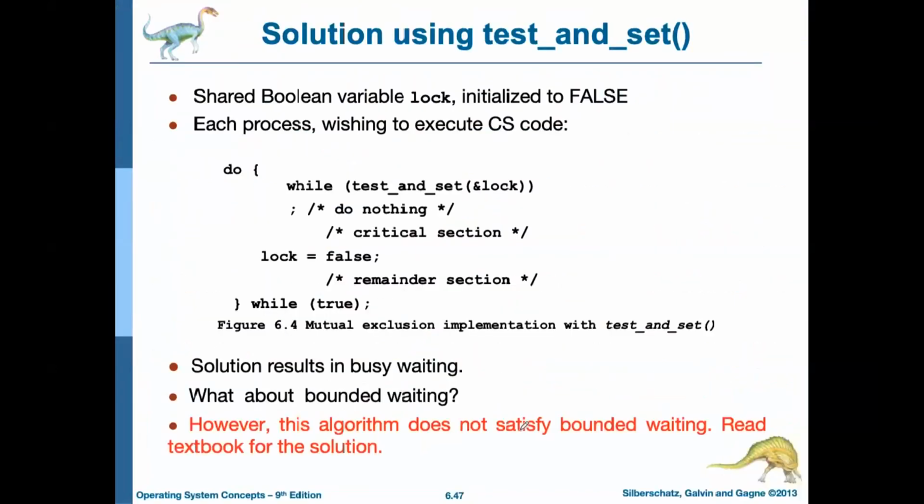So, the solution using the test and set instruction. First, a shared Boolean variable, lock, is initialized to false, and then each process wishing to execute the CS puts a while loop with test and set at the beginning, and after that they release the lock. So this is the critical section.